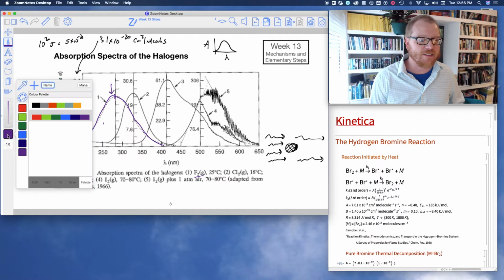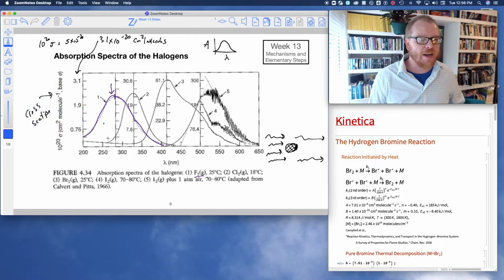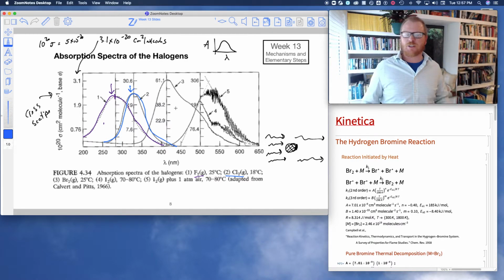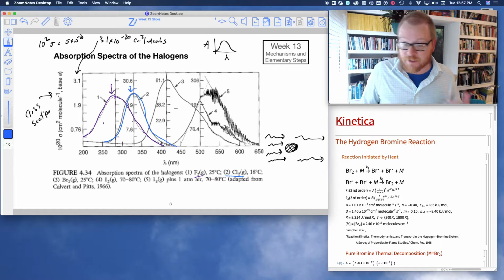So the next one, I'll go with maybe a blue color. Okay, so the next one, as you might guess, in order of the periodic table is going to be chlorine. Right there it is, number 2, chlorine gas. Okay, very cool. And you can see its lambda max shifts to a slightly longer wavelength, which makes good sense when you consider the ionization energy and the other periodic trends of these halogens.